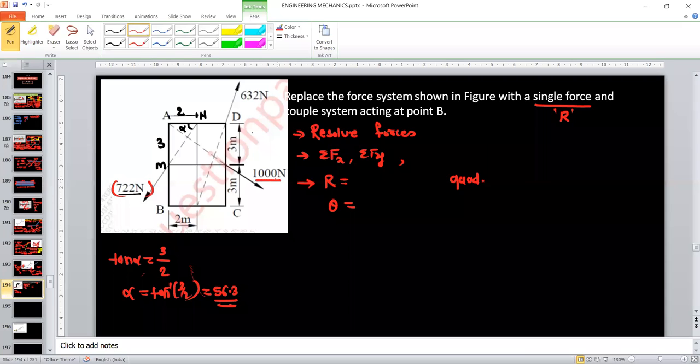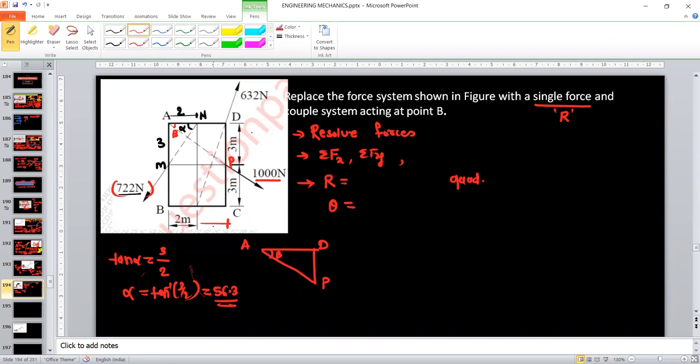The next is 1000 Newton. So for 1000 Newton, assume this angle as beta. Observe this triangle AD and take this as P. So in the triangle ADP, this is beta. This is D and this is point P. So AD, this total is also 2, so this is 4 meter. And DP is equal to 3 meter.